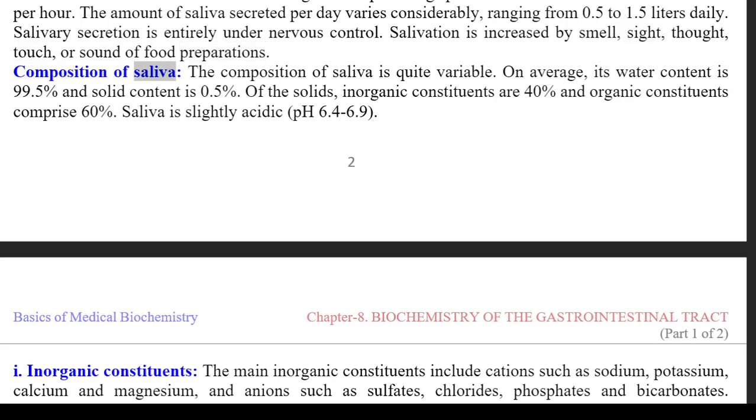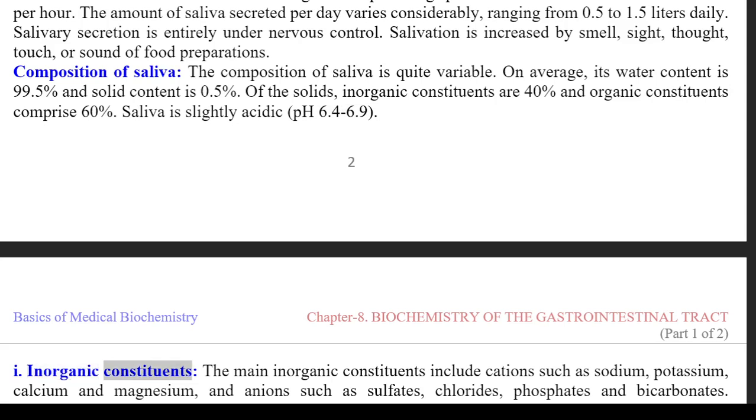Composition of saliva. The composition of saliva is quite variable. On average, its water content is 99.5% and solid content is 0.5%. Of the solids, inorganic constituents are 40% and organic constituents comprise 60%. Saliva is slightly acidic, pH 6.4 to 6.9.